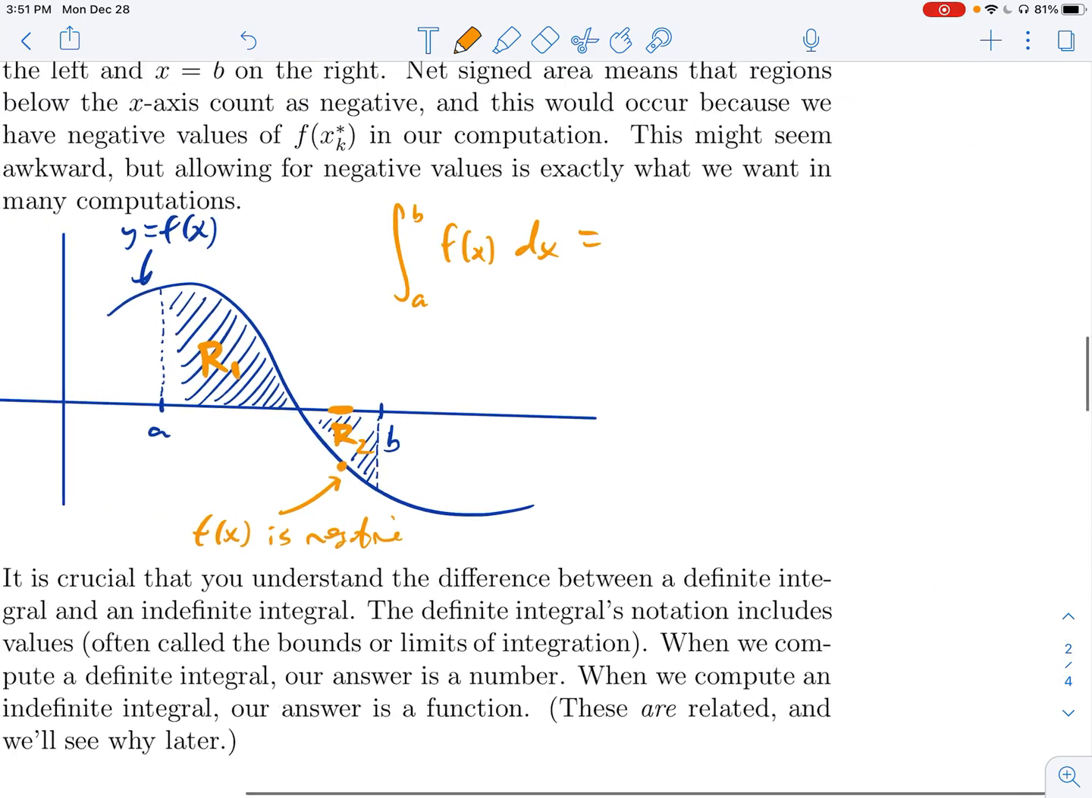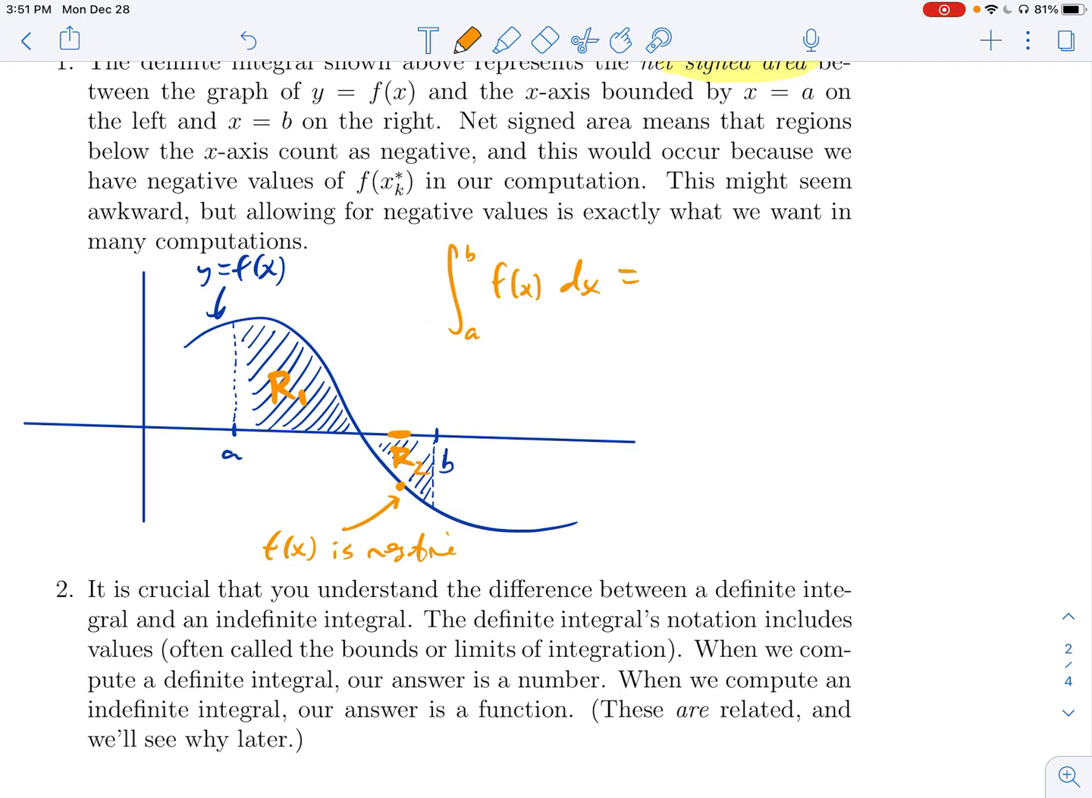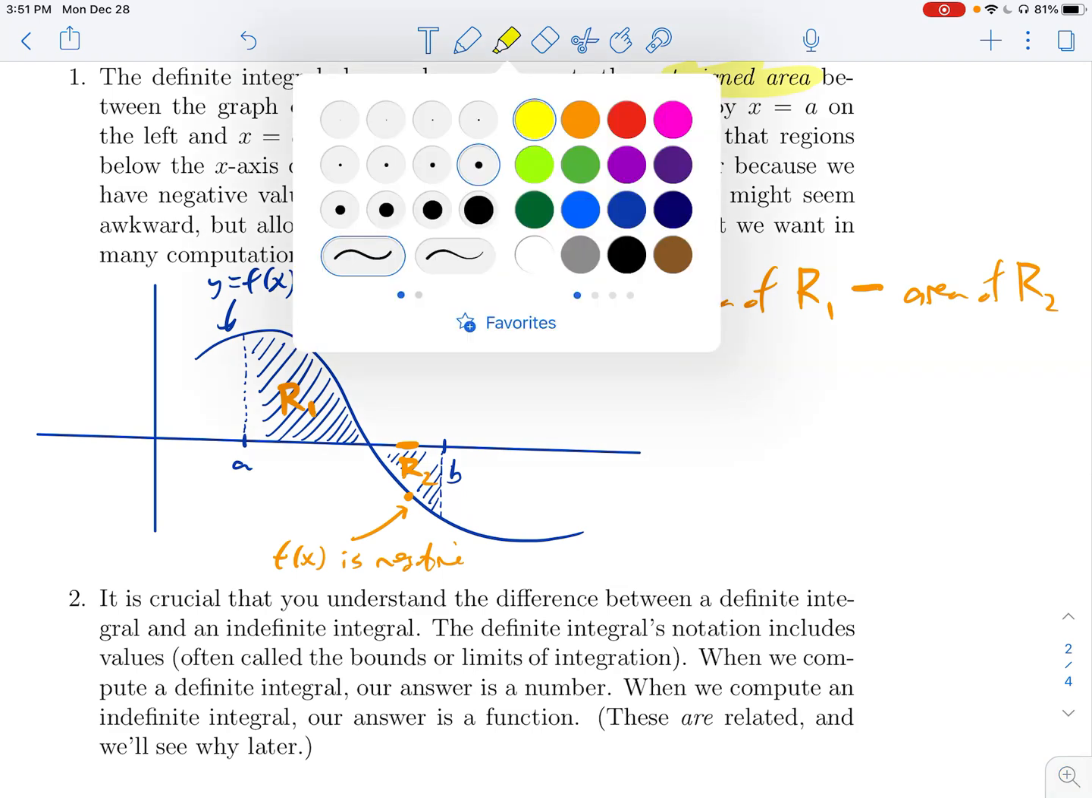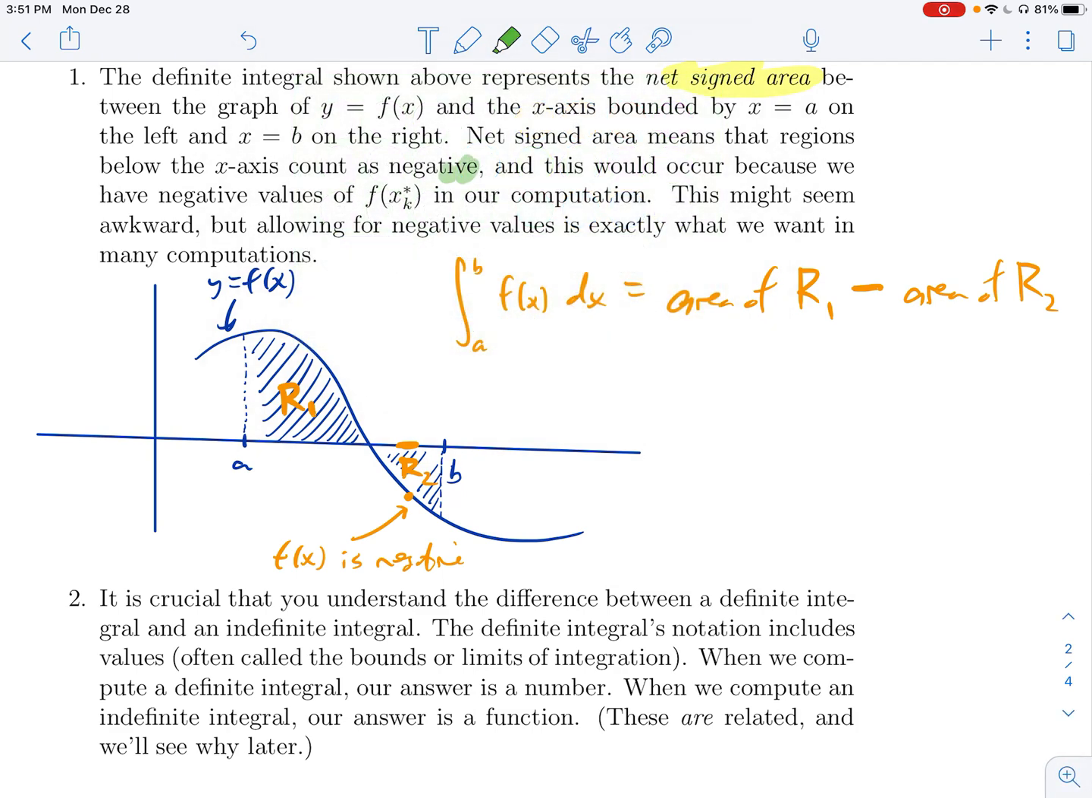What this would compute is known as net signed area. It would be the area of region 1 minus the area of region 2. What I want you to keep in mind is that regions below the x-axis count as negative. It's built into the formula because some of those f values might be negative.